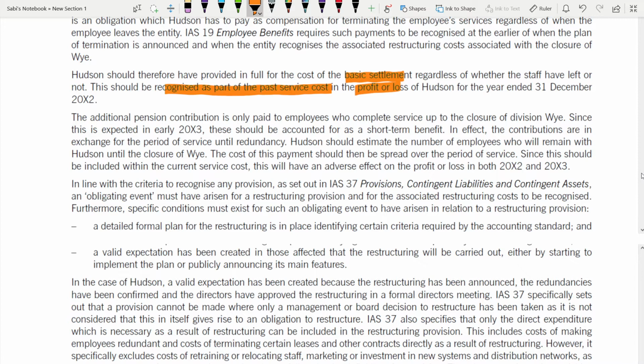All these are in IAS 19. There's nothing new I'm talking about here. If you are very thorough with IAS 19, you will understand this is nothing for you. This should be included within the current service cost. That was past service cost and this is the current service cost. This will have an adverse effect on the P&L in both 2002 and 2003, in line with the criteria. Now, remember there is one more, IAS 37, you have to talk about.